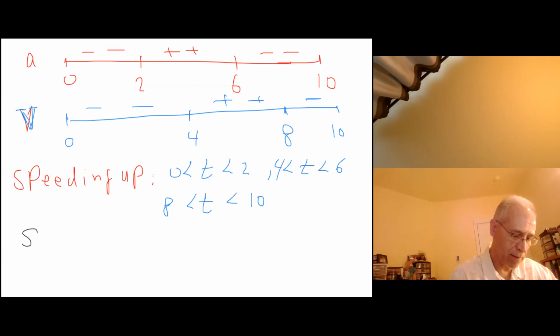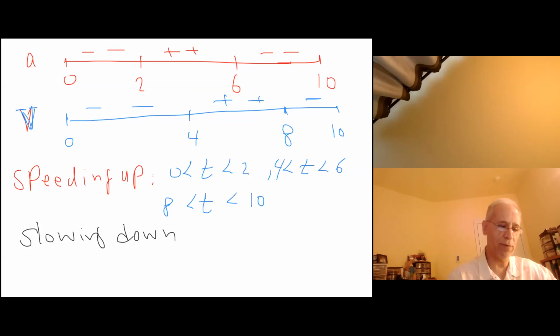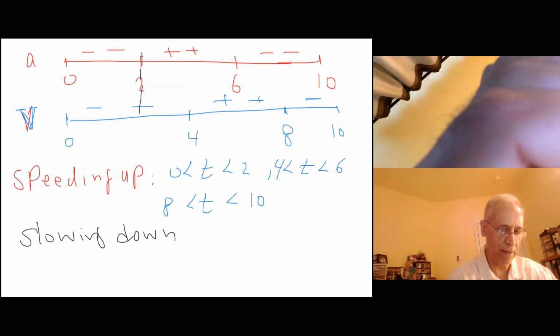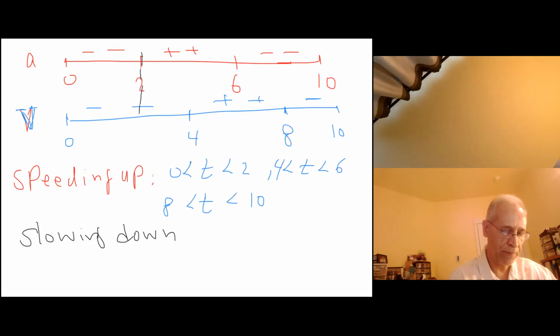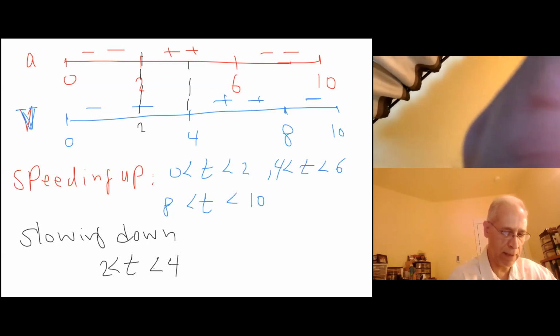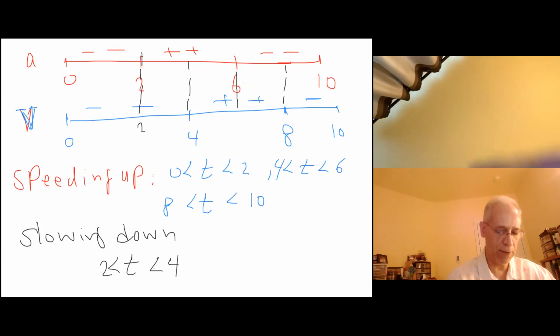Slowing down. The signs are opposing. Where are the signs opposing? Look here. Between 0 and 2 they agree. They are opposed between 2 and 4. So slowing down is t between 2 and 4, and also t between 6 and 8 seconds.